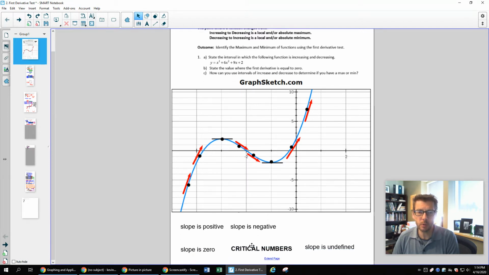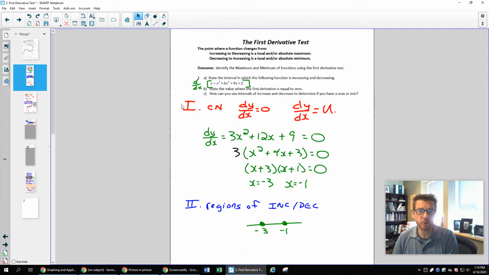So we want to know where the critical numbers are, and we find them by talking about where the slope is zero or where the slope is undefined. But again, you only get undefined slope if you have a rational function. In other words, we have some place where it's dividing by zero. So let's go to our question number one.